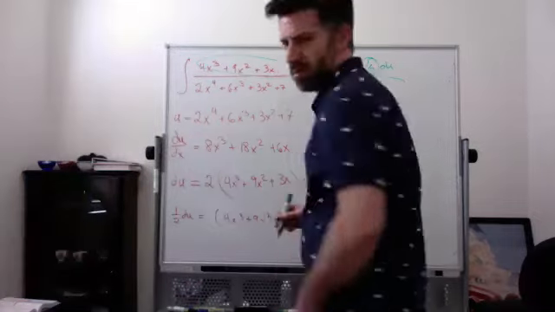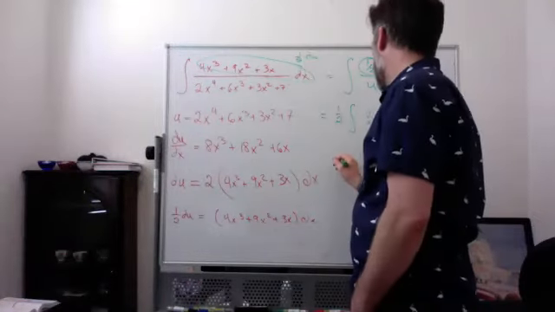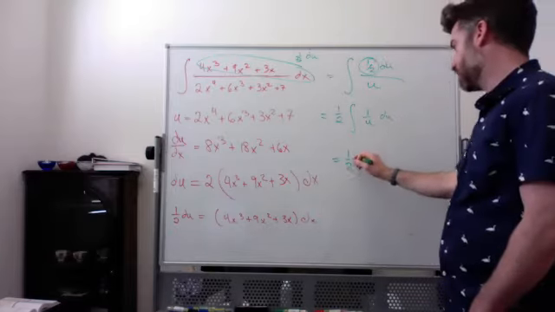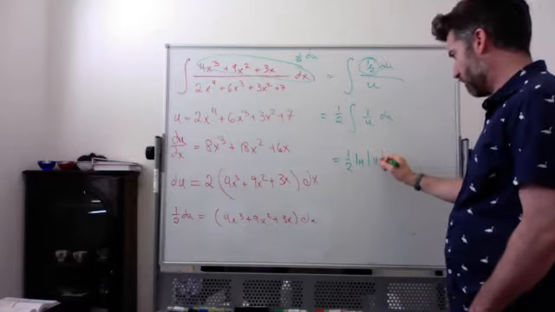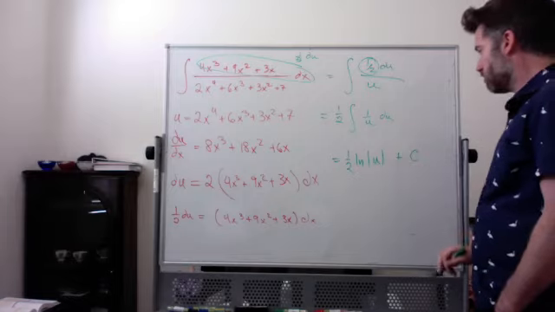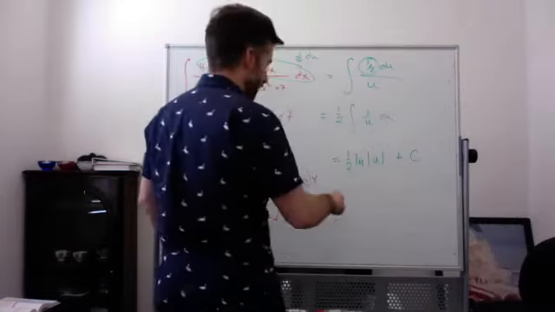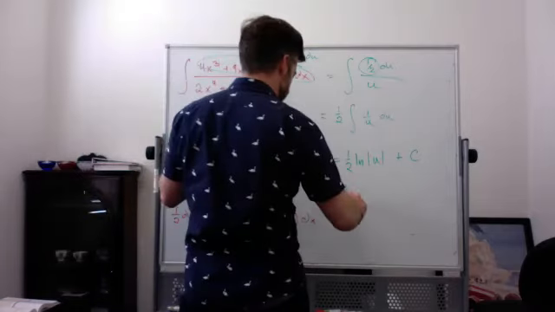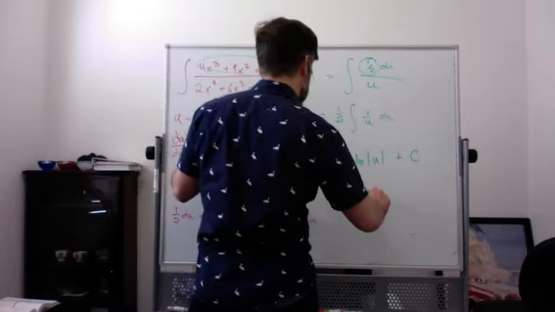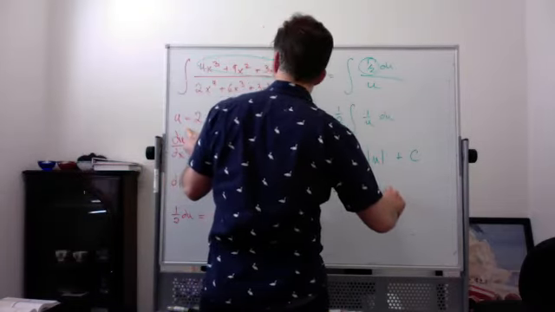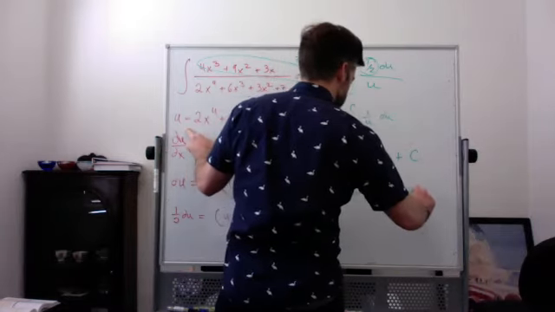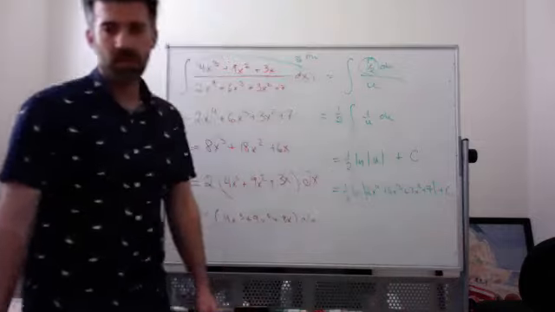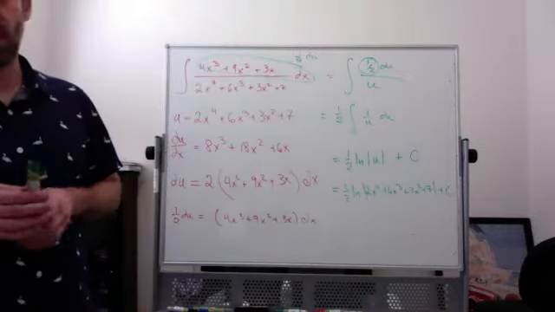So then I end up with 1/2 times the integral of 1 over u, which, for the 4th time, is the natural log of the absolute value of u. And then we have a plus c, of course. And then at the end, we plug back in our choice for u. So I get 1/2 times the natural log of the absolute value of 2x to the 4th plus 6x cubed plus 3x squared plus 7. So that's how I do that problem.